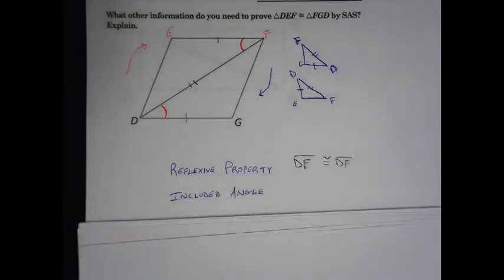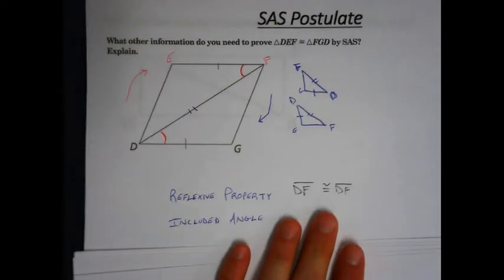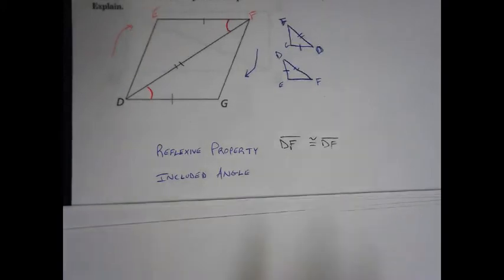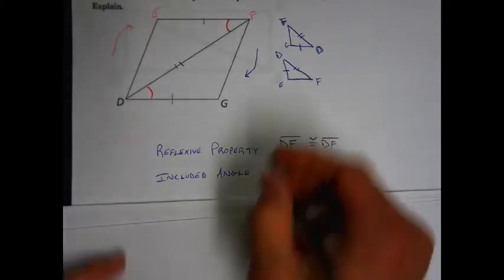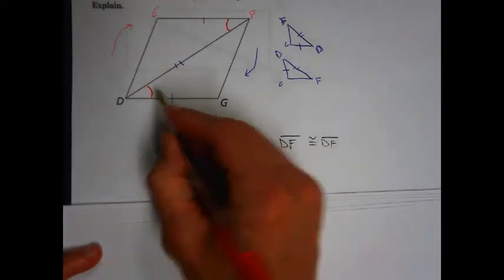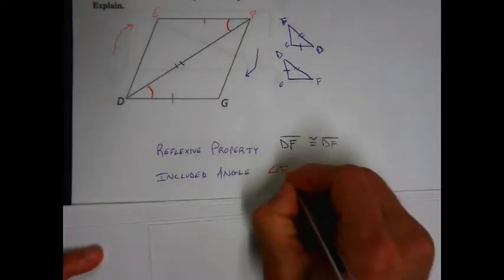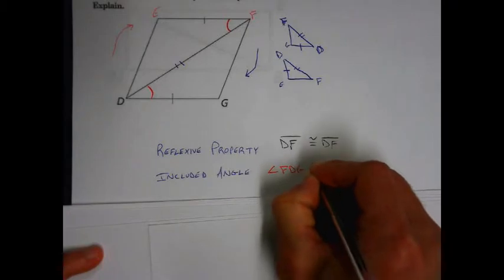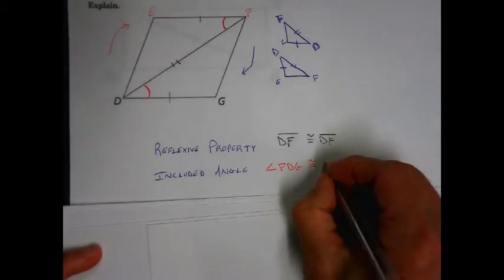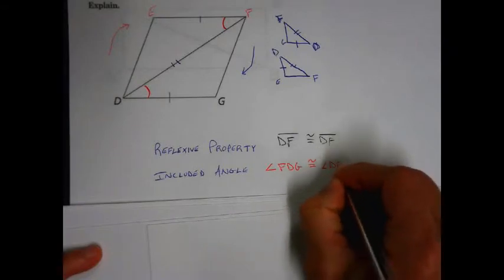So the question is, what other information do we need? We need to know that DF is congruent to DF, which we already know that. We don't need to know that because we already know that. But what we really need to know is that this angle here, down here, angle FDG, make sure we remember how to read angles. So angle FDG is going to be congruent to angle DFE. Okay? And so that's the missing piece.